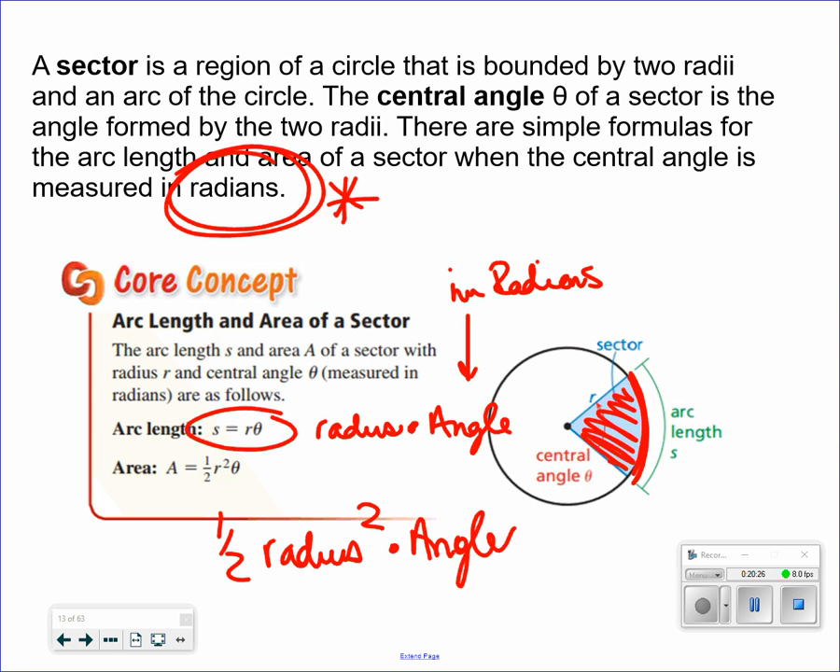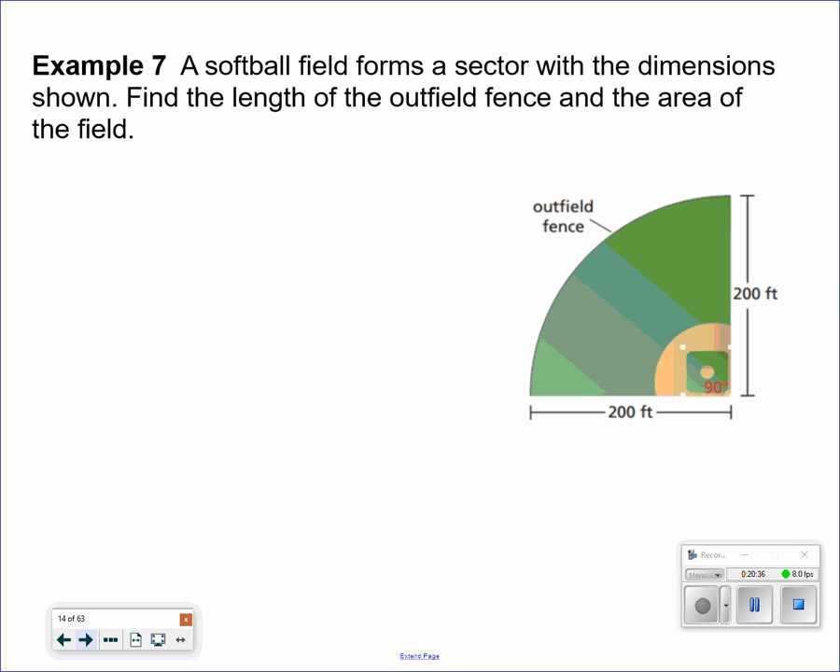Okay, so there'll be at least one question on your test that'll ask you for an area or will ask you for an arc length. Okay, so here's a baseball diamond. Softball field forms the sector of dimensions as shown. Find the length of the outfield fence. So I want to know how far is it from the left field flagpole to the right field flagpole.